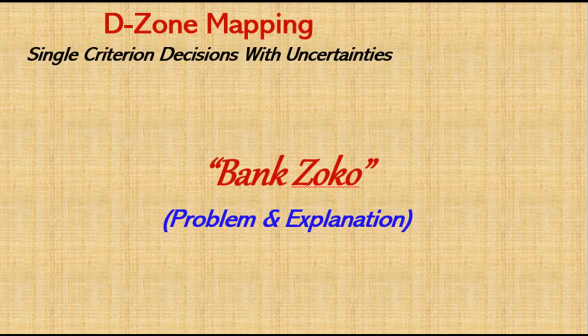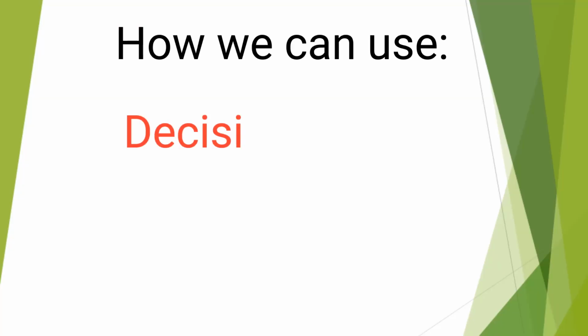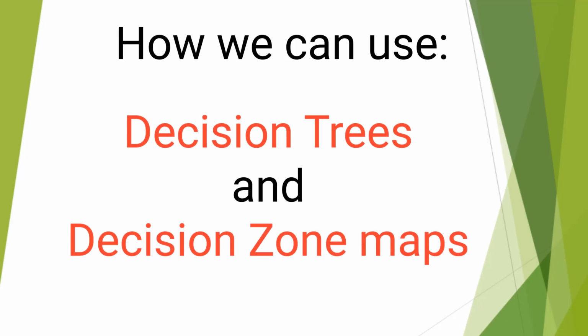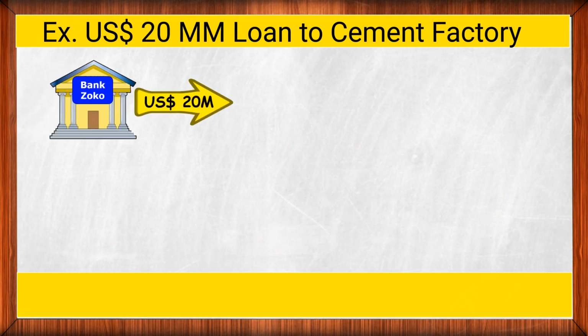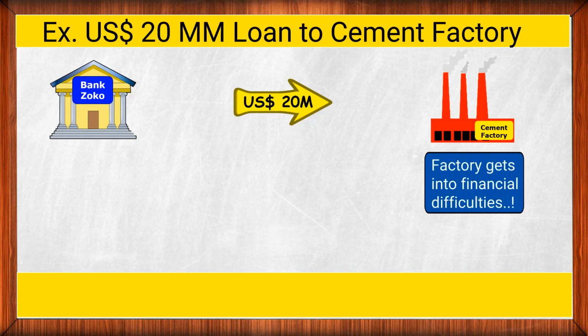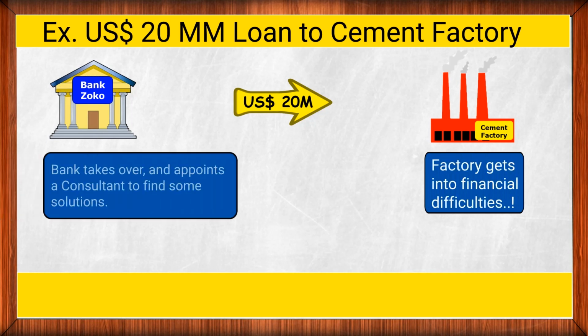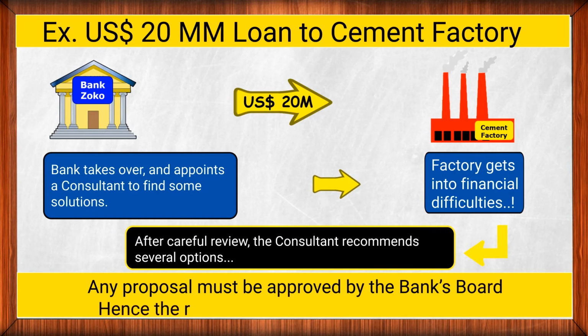In this video, we are going to demonstrate how we can use decision trees and decision zone maps to make defensible decisions. Bank Zoko grants a $20 million loan to a cement factory. The factory gets into financial difficulties. The bank takes over and appoints a consultant to find some solutions. And of course, any proposal must be approved by the bank's board. Hence, it must be defensible.